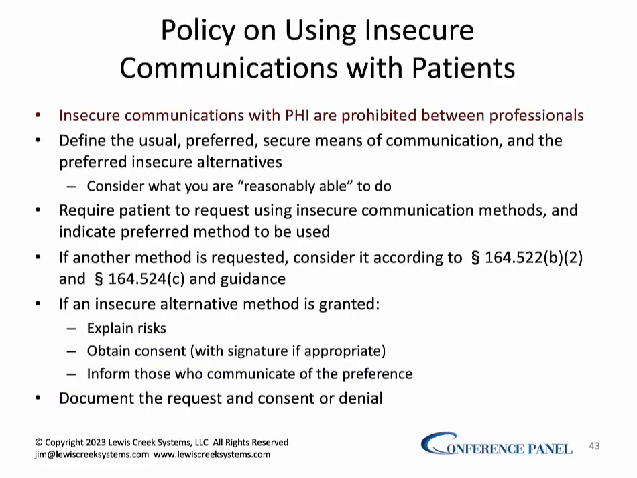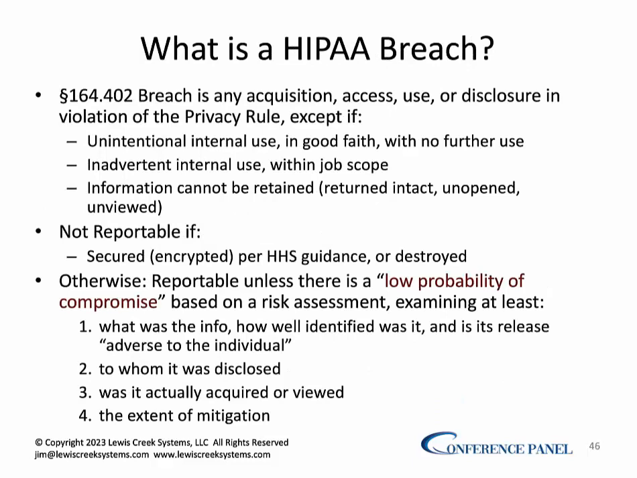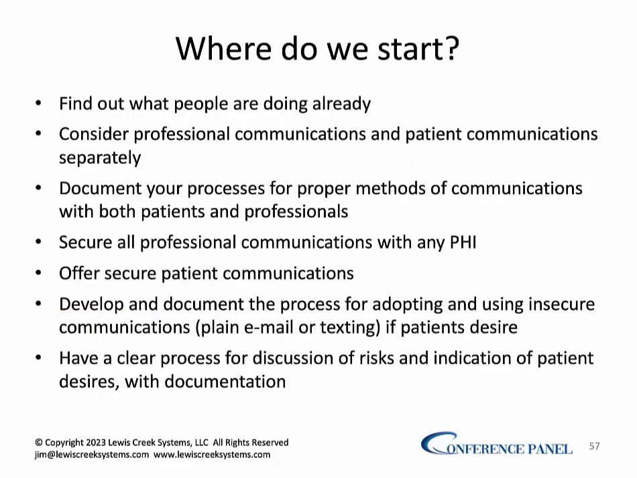So you need to have a policy on insecure communications with patients. That is an important thing to have. Also you want to have a portable technology policy. If people are using things like texting and email, obviously they're going to be using some portable technology. Any acquisition, access, use, or disclosure in violation of the privacy rule is a breach, with clear indications of what to do. So your to-do list is: don't be in denial, accommodate the individual's rights to the best of your abilities, and make sure your policies and procedures meet the requirements of the rules.